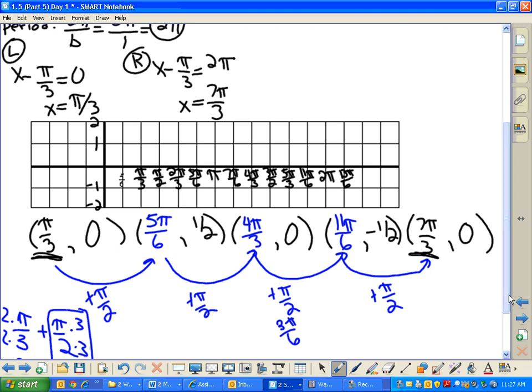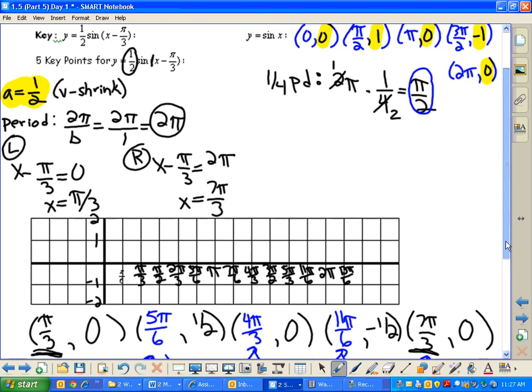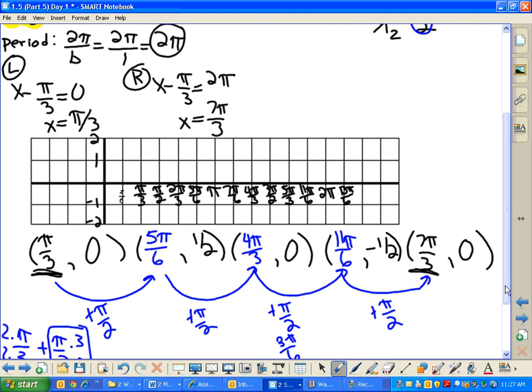Our original 5 key points start at 0, 0, and then we're going to graph pi over 2, 1, pi, 0, 3 pi over 2, negative 1, and then 2 pi comma 0. So 0, 0, pi over 2 up to 1. At pi, we come back down to 0. 3 pi over 2 is going to bottom out at negative 1. And then at 2 pi, my period starts at 0 there.